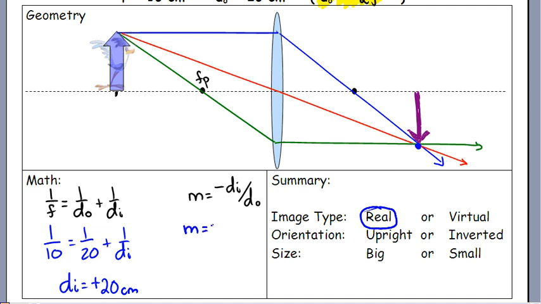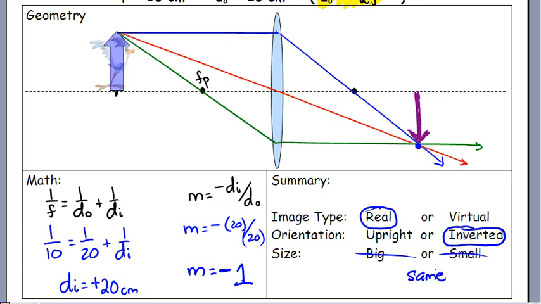Now magnification. Magnification would be the opposite of the di, well that was a 20, divided by the do, that was another 20. Oh, okay, so the magnification is a negative 1. Again, we're not too worried about sig figs for that. Hey, it's negative for the magnification, so it's inverted. And it's 1. Well, that's not big or small, so forget those. It's actually the same size. That happens every time on that nice lens you put that object 2 focal lengths away.